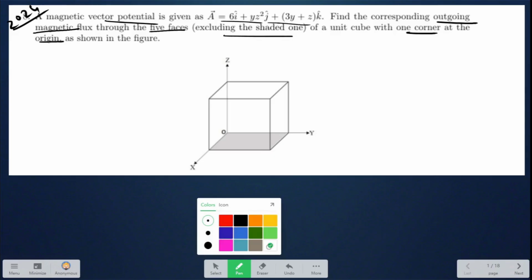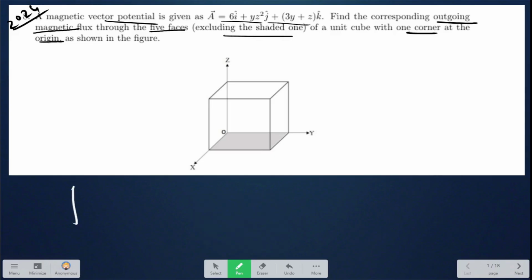So to do this, magnetic flux is defined as phi through S equal to integral B dot ds. Here B is the magnetic field, ds is the area element. Now B can be obtained if we take the curl of magnetic vector potential. One way to do this is to individually calculate the magnetic flux through each of the 5 phases and add those 5 integrals. Then you will get the total magnetic flux.